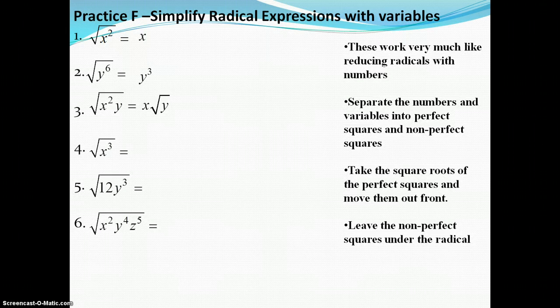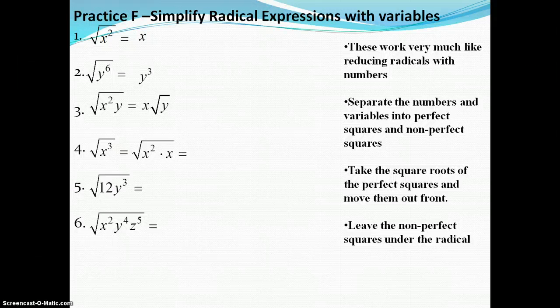If you take a look at number 4, I've got x to the third power. Now, here, I've got an odd numbered exponent. But what I'm going to do is I'm going to rewrite it. So it's got x squared times x. x squared times x is the same thing as x to the third, but now I can see the perfect square.